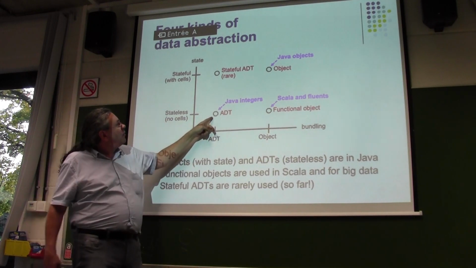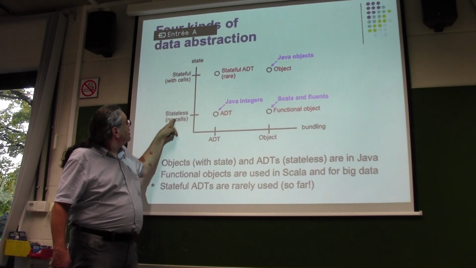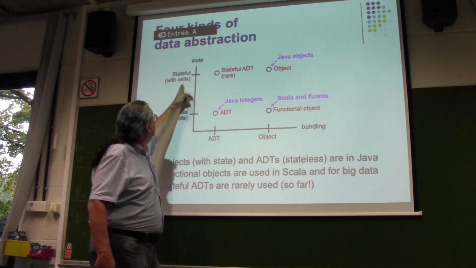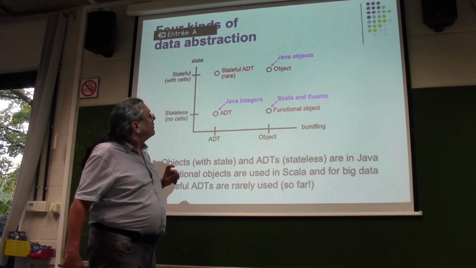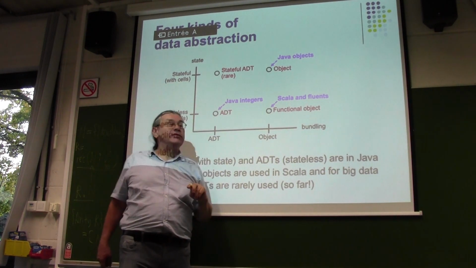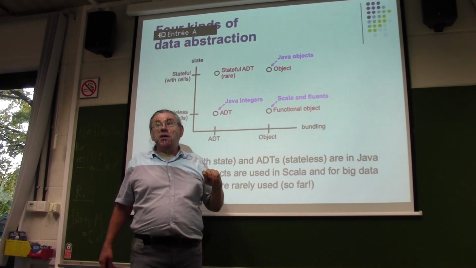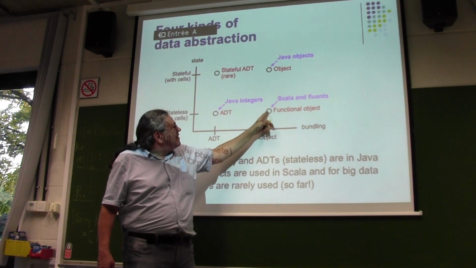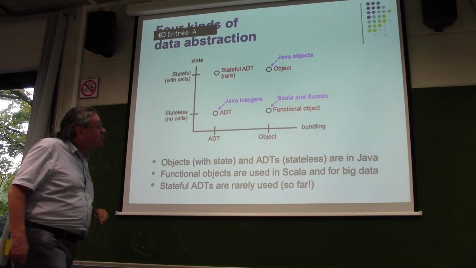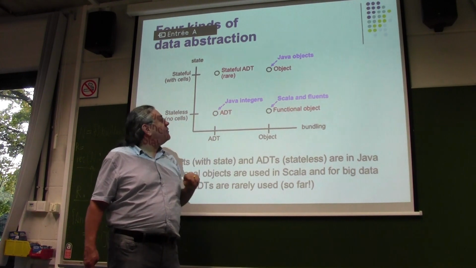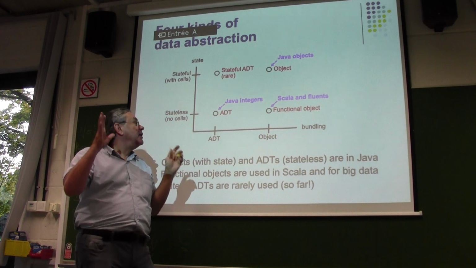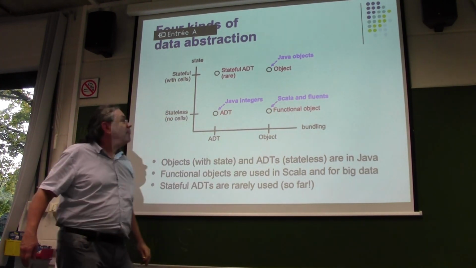So a Java integer, for example, would be an abstract data type with no state, whereas a typical Java object would be an object with state. But now you actually can see languages with functional objects. This is actually used in big data. It's kind of funny. People are starting to like these things. And there's a language called Scala, which is a kind of extension of Java. And there's things called fluents in some of the big data tools that are actually functional objects.